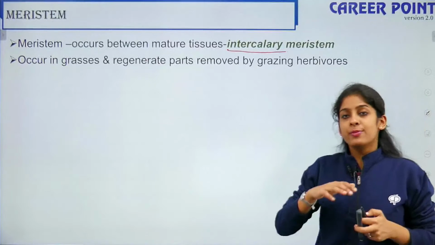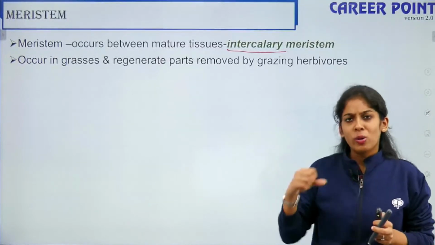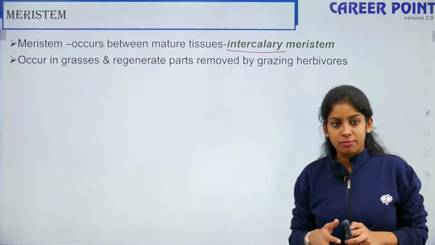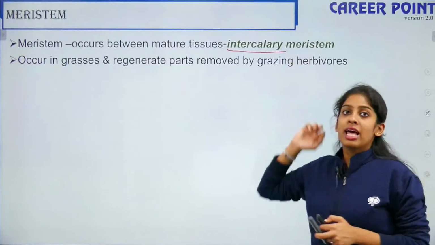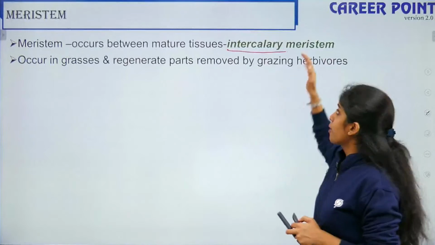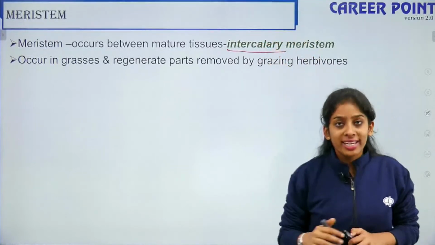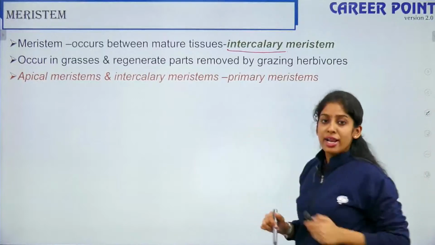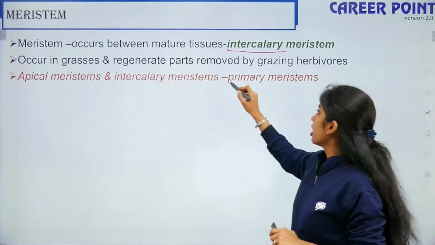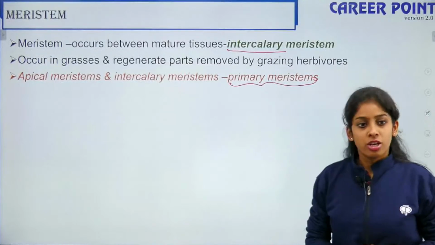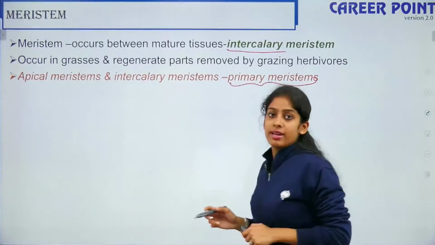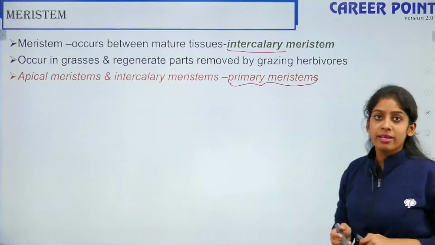Sometimes your cow, when it is grazing on grass, will only feed on the top layers of the grass, right? It will not pull the grass from the roots. So there it helps to regenerate the removed parts, and what plays a role here? That is your intercalary meristem. Both your apical meristem and your intercalary meristem together are called primary meristems.